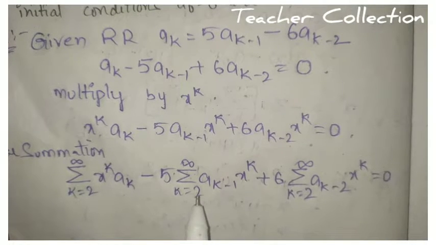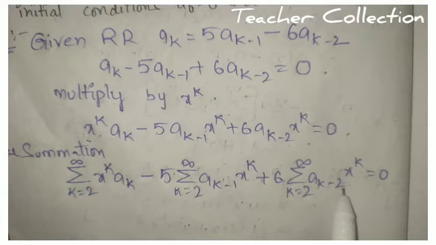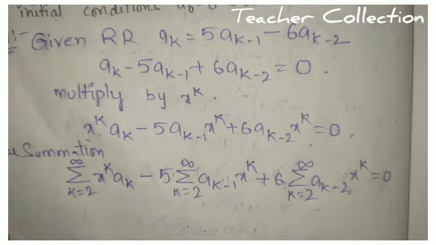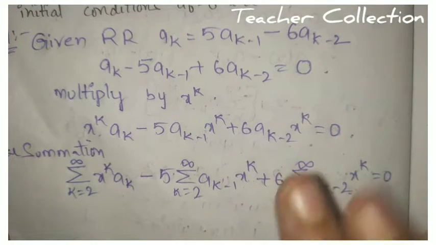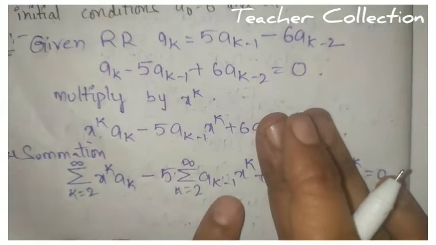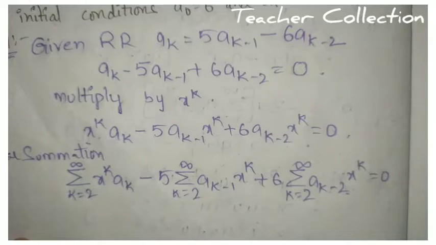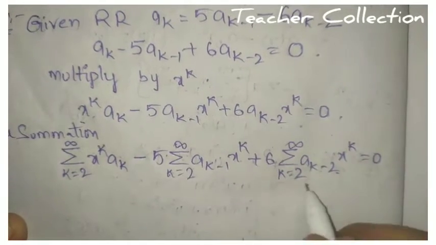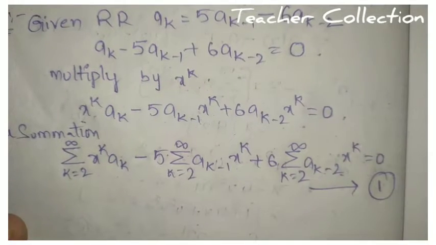We have to take it like this: if it has k minus 2, then we take k from 2 to infinity. If only k minus 1 is there, then you have to take k from 1 to infinity. Now I will take this as equation number 1.